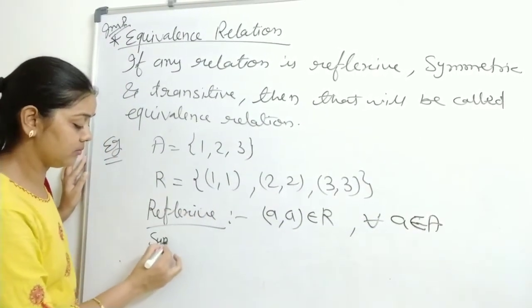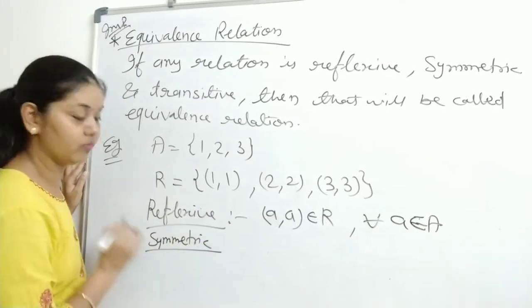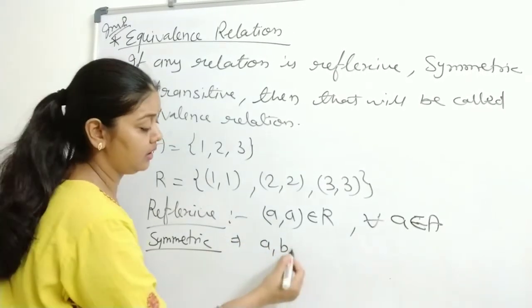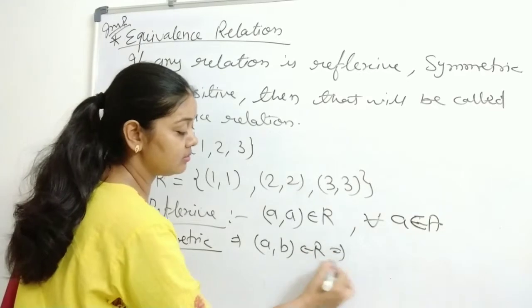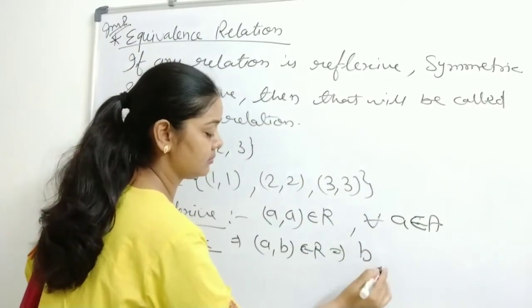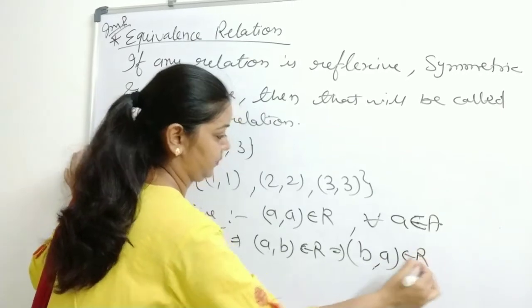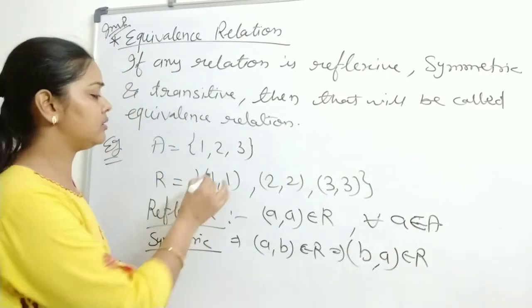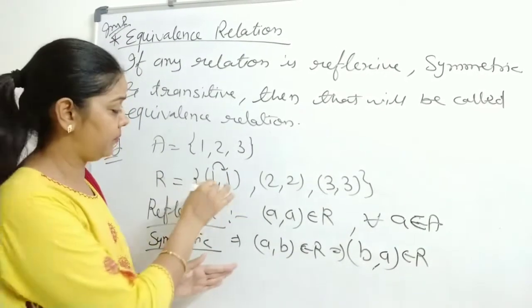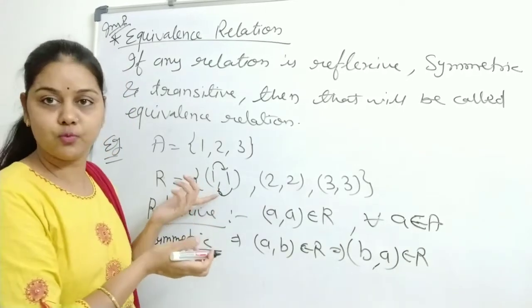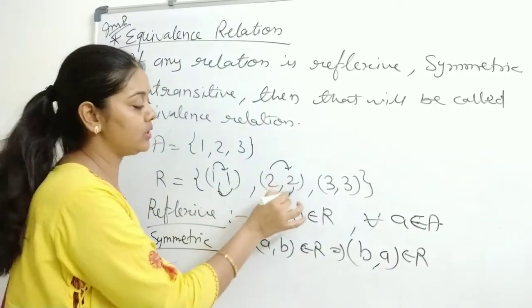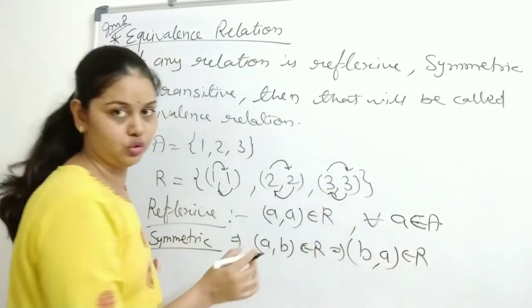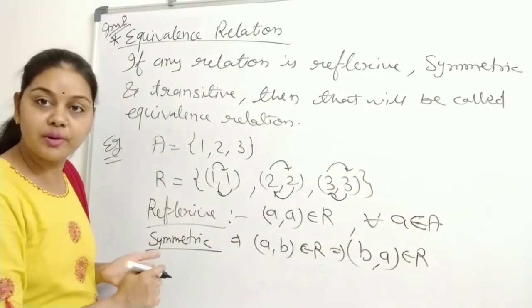Now symmetry. For symmetry, what we need? We need that if a is related with b, then b must be related with a. Look at here. 1 is related with 1, and 1 is again related with 1. 2 is related with 2, 3 is related with 3, and again 3 is related with 3. So that's why this is a symmetric relation.